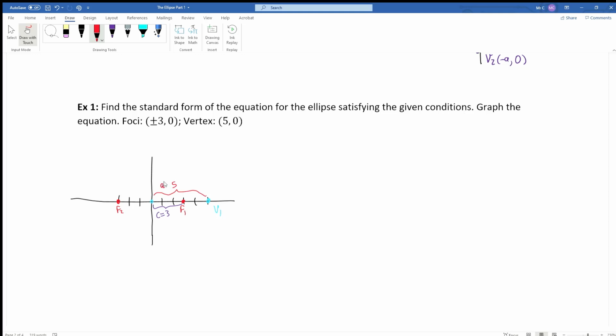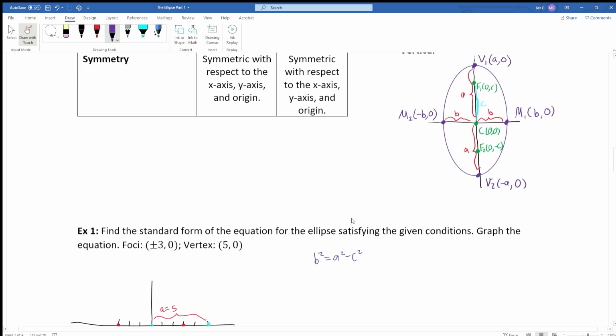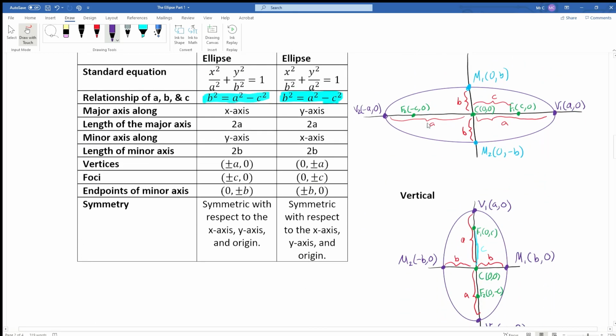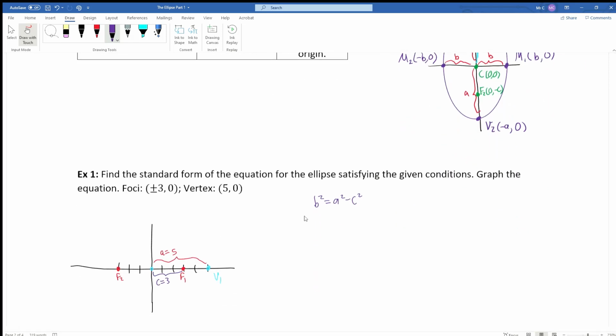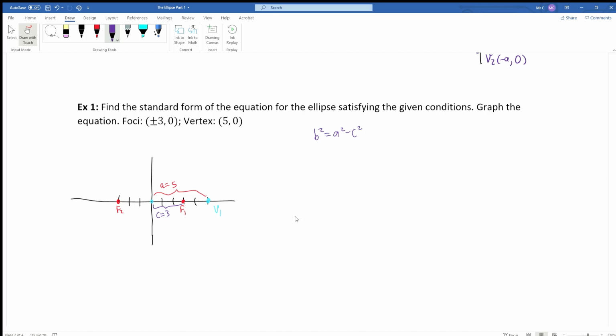So that's a. And remember, we have the relationship that b squared equals a squared minus c squared. And that's perhaps the only thing you truly need to memorize from this table. The rest you hopefully can understand from the geometry of the graph. So now I can find my value for b. So b squared equals 25, that's 5 squared, minus 9, which is 3 squared. So b squared equals 16, and b equals 4. And we're talking about distances here, so of course b is going to be a positive number.